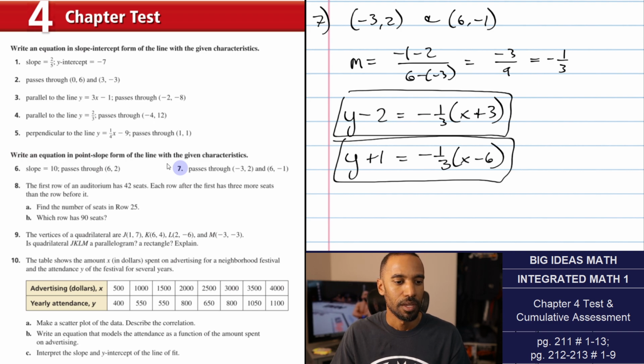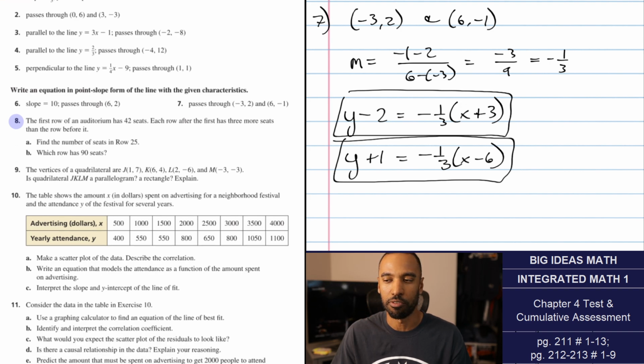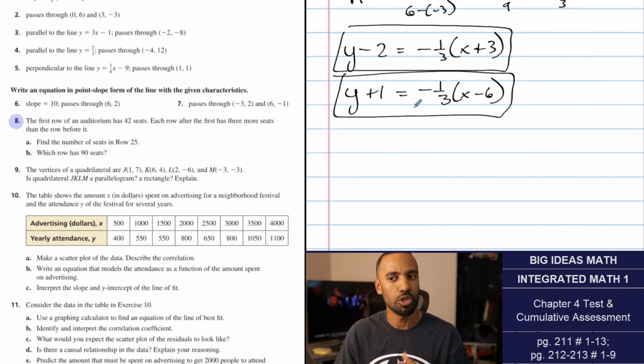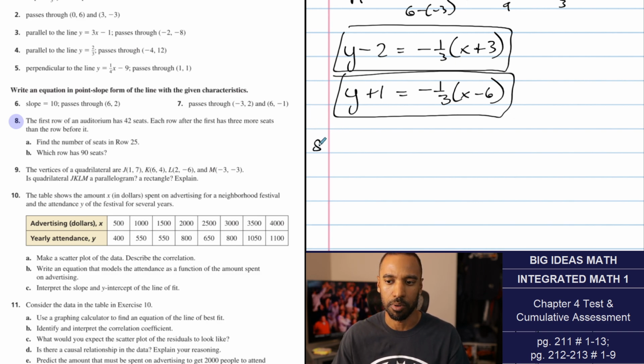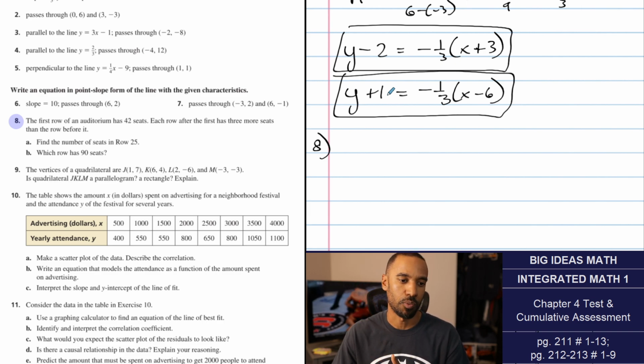Number 8. The first row of an auditorium has 42 seats. Each row after the first has 3 more seats than the row before. So this sounds like a sequence kind of thing. You might not know it from these, but I've done a lot of word problems like these ones before. This would be out of section 4.6. Find the number of seats in row 25 and which row has 90 seats.